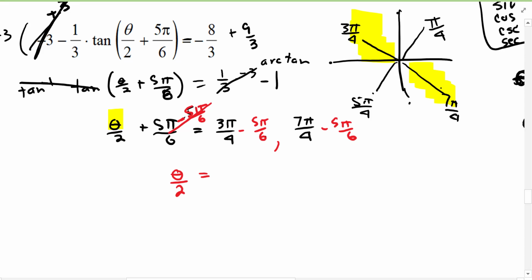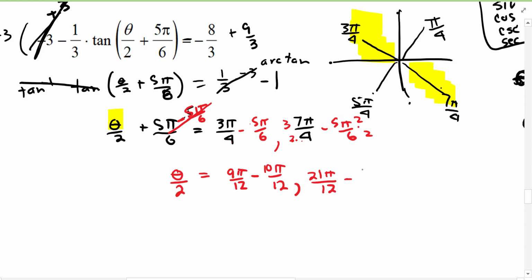Oh, well, these don't have the same denominator, so let's see. 12 is the first number they have in common. If I multiply this top and bottom by 3, I get 9 pi 12, subtract. If I multiply top and bottom by 2, because 2 times 6 is 12, I get 10 pi 12ths. And then we have to do the same. I'm going to multiply top and bottom by 3, top and bottom by 2. That gives me 21 pi 12ths.